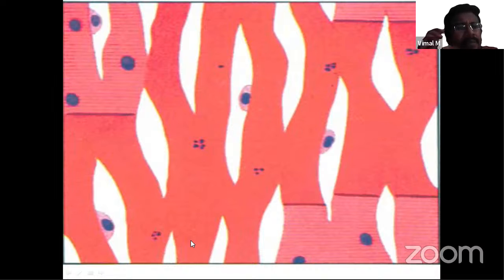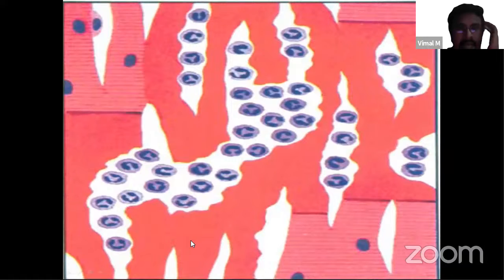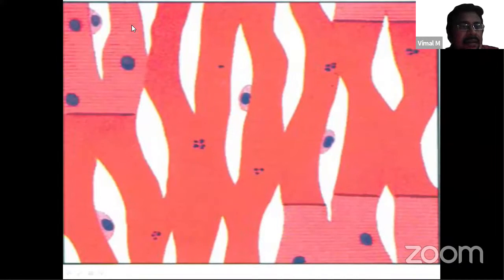So now let us see what happens in the first 24 hours. What are the microscopic changes which can occur in the myocardium? The first thing you see is a normal cardiac muscle, which has striations and a centrally placed nucleus. This is a syncytial tissue, so you will see the nuclei, multinucleated, and the striations will be there.